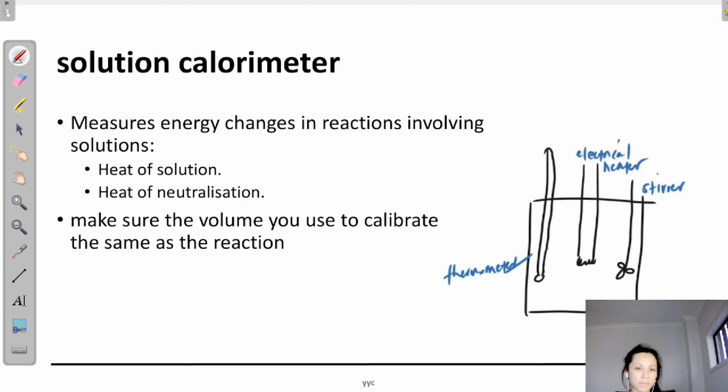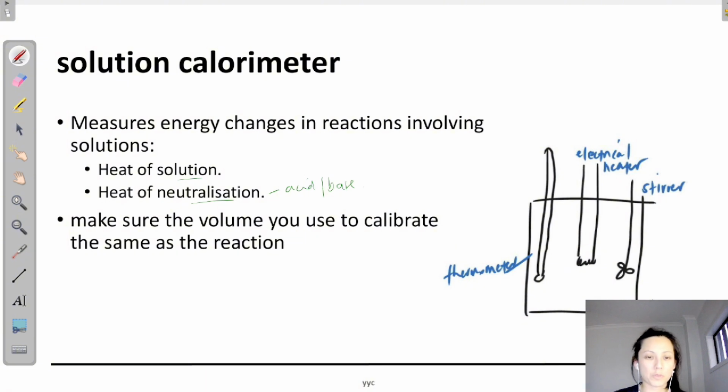So for VCE Chem, they're really asking for you to understand solution calorimetry, which is where you have some sort of solution in the calorimeter, and you want to measure energy changes from that. Usually, when we're talking about enthalpy specifically, it could be heat of solution or heat of neutralization. Now, neutralization is like your acid and base reaction that you learnt about in Year 11.